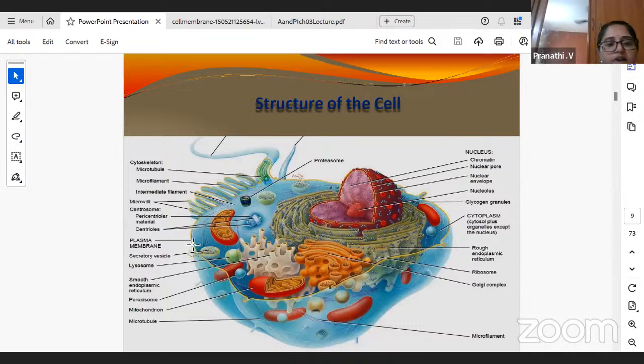Right. We have already seen the plasma membrane a little while ago. Then you have different kinds of secretory vesicles which are released from inside, which come and finally attach themselves to the plasma membrane and release whatever they have to release. Lysosomes, cell destruction molecules, as they are known. Then the smooth endoplasmic reticulum. You have the peroxisomes, glyoxysomes, the mitochondria, which is the powerhouse of the cell, and the microtubules that are present.